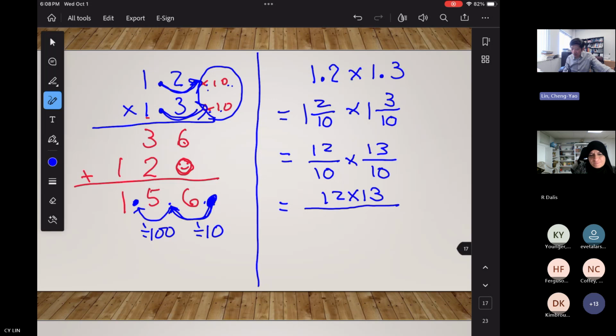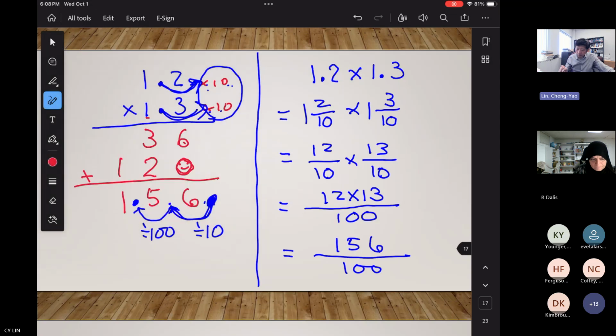Ignore the decimal point, we have 12 times 13. The bottom is 10 times 10, which equals 100. Did you see this? And then therefore, we have 156 over 100.